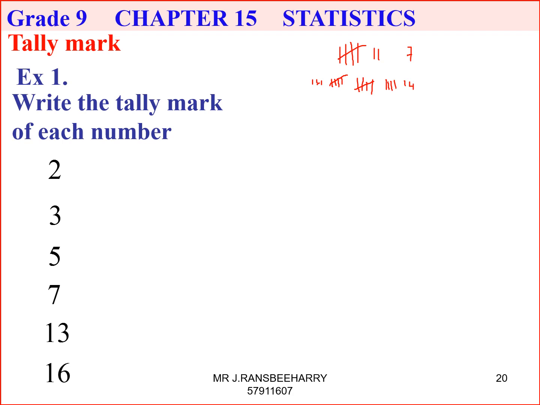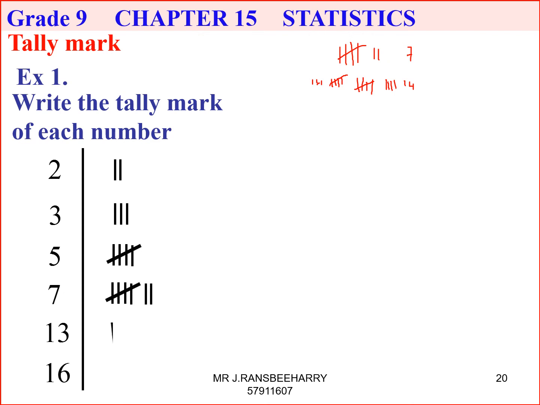So tally mark of two balls. Tally mark of three balls. Tally mark of 5. Tally mark of 7: 1, 2, 3, 4, 5, 6, 7. 13: 1, 2, 3, 4, 5, 1, 2, 3, 4, 5, 10 plus 3, 13.